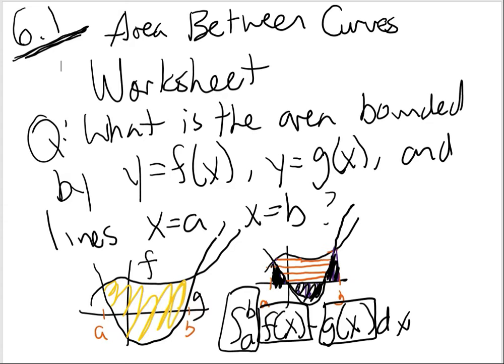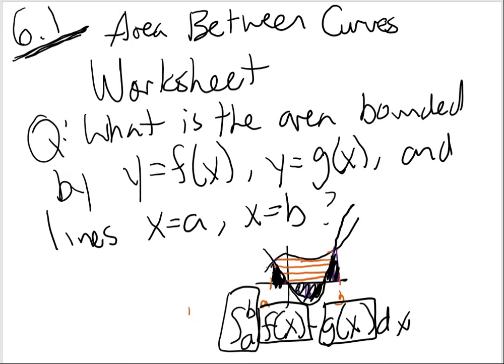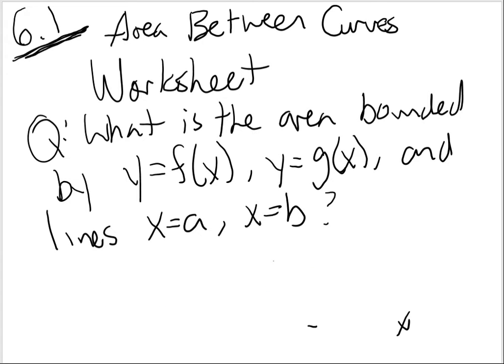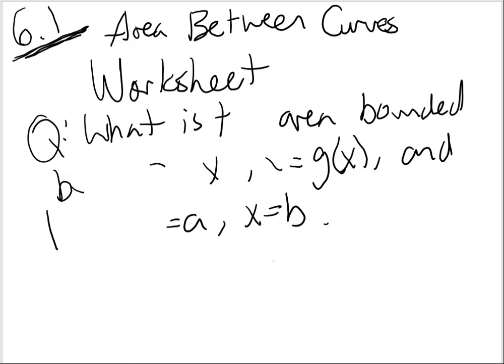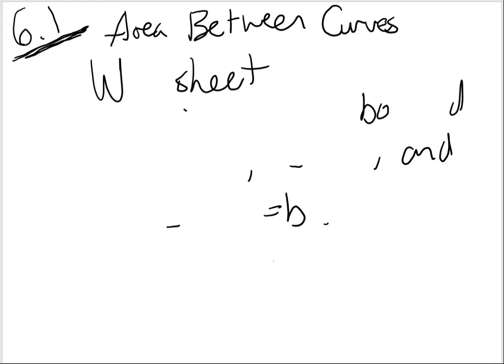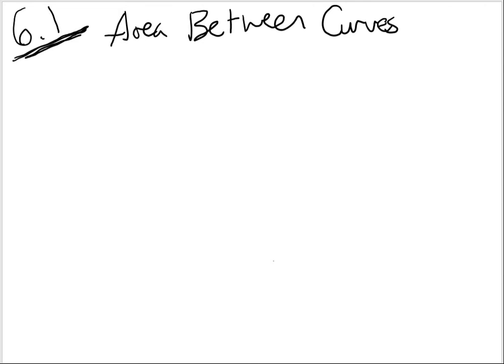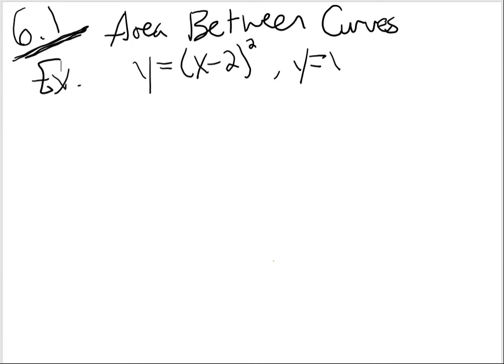So for the rest of the time, we're just going to look at some examples. Okay. So just to see it in practice what that idea is like, let's try to find the area bounded between y equals x minus 2 quantity squared, y equals x, x equals 1, and x equals 4.